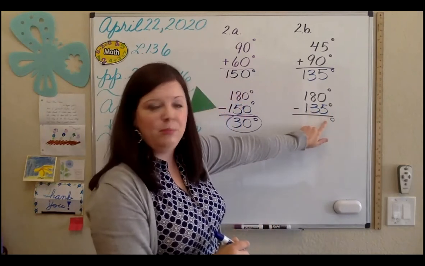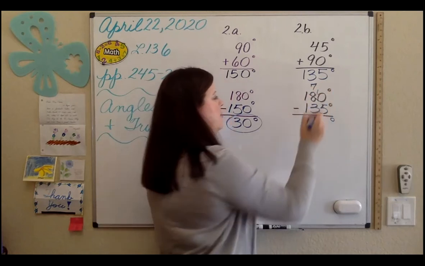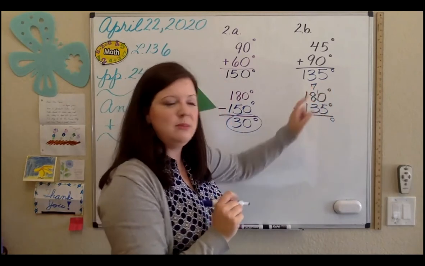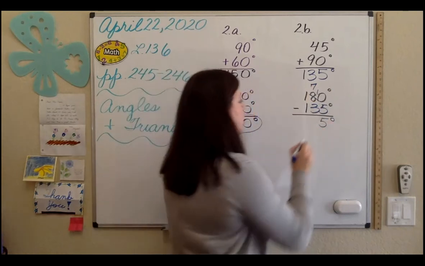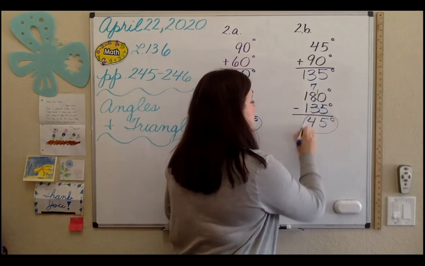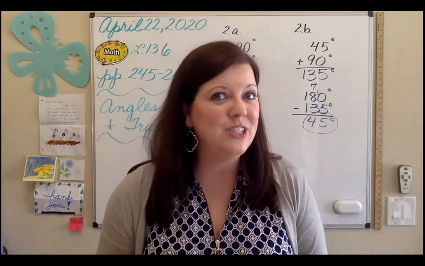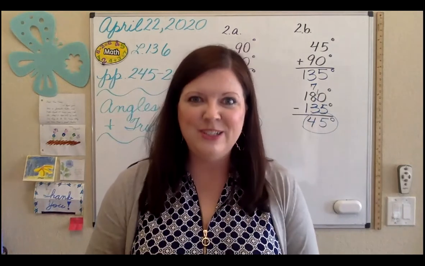Bigger bottom, better borrow. 8 becomes a 7, 0 becomes a 10. 5 from 10, 5. 3 from 7, 4. The difference was 45 degrees. Therefore, the missing angle in this triangle was 45 degrees.